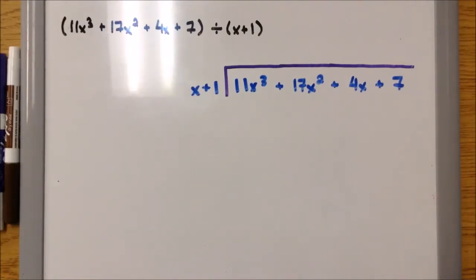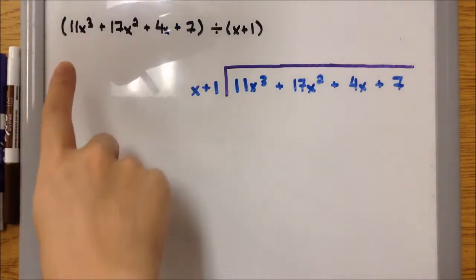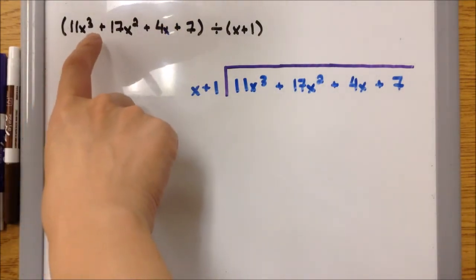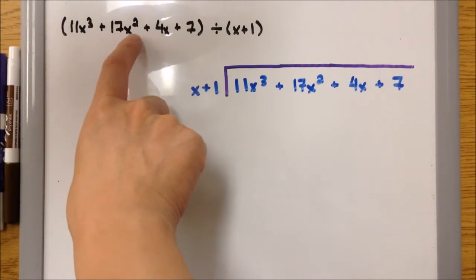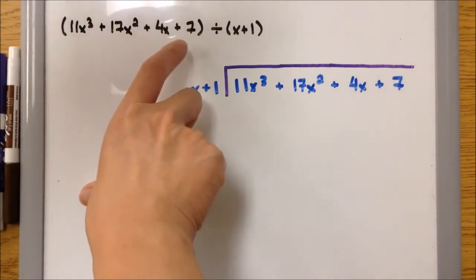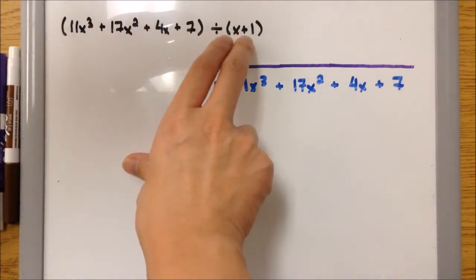Alright, another example of long division. So let's see this problem. 11x to the third plus 17x squared plus 4x plus 7 divided by x plus 1.